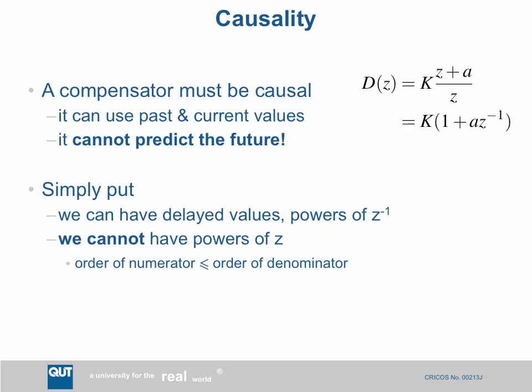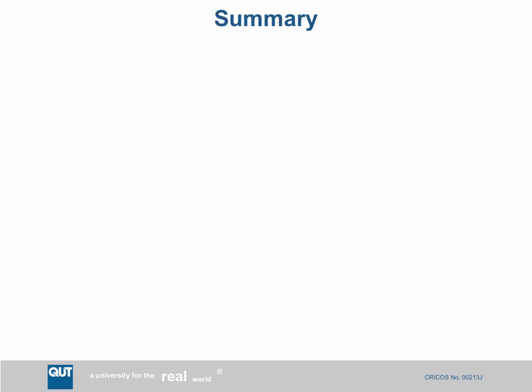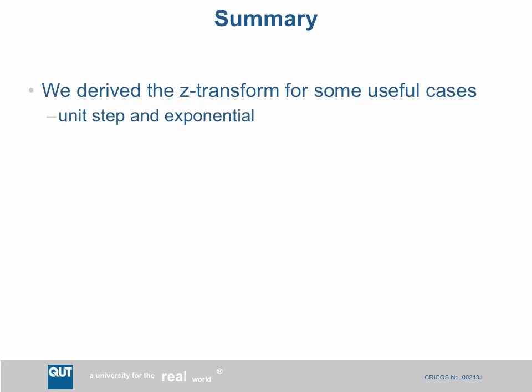So here I've expressed my compensator in terms of a polynomial in z to the minus 1. If the polynomial ended up with powers of z that were positive, that means that it's needing to reach into the future, and we can't implement that. A very simple test for causality is whether the order of the numerator is less than the order of the denominator. It must be the case in order for it to be causal. If the order of the numerator is greater than the order of the denominator, it's not causal, it cannot be implemented.